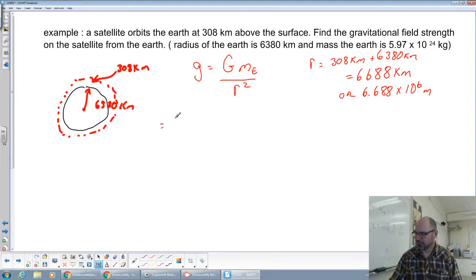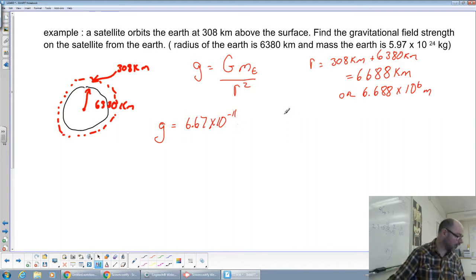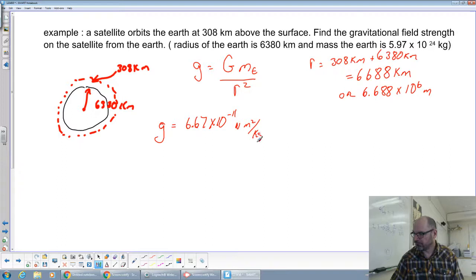Okay, so then we have to use our equation. So G we know is gravitational field strength. Okay, gravitational constant first. Okay, and that's, again, I always forget that one. Newton meter squared per kilogram squared. Okay, and then we multiply that by the mass of the Earth.